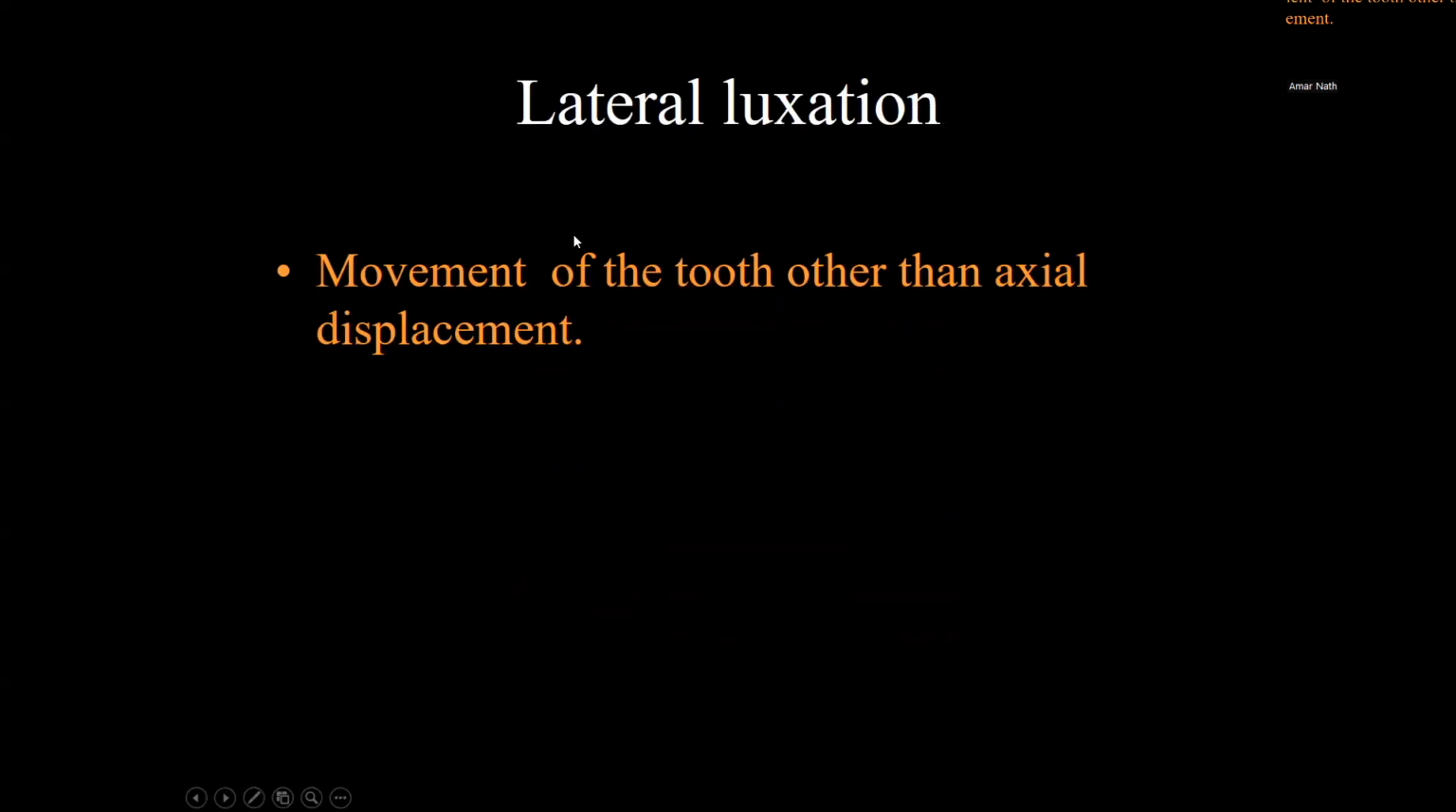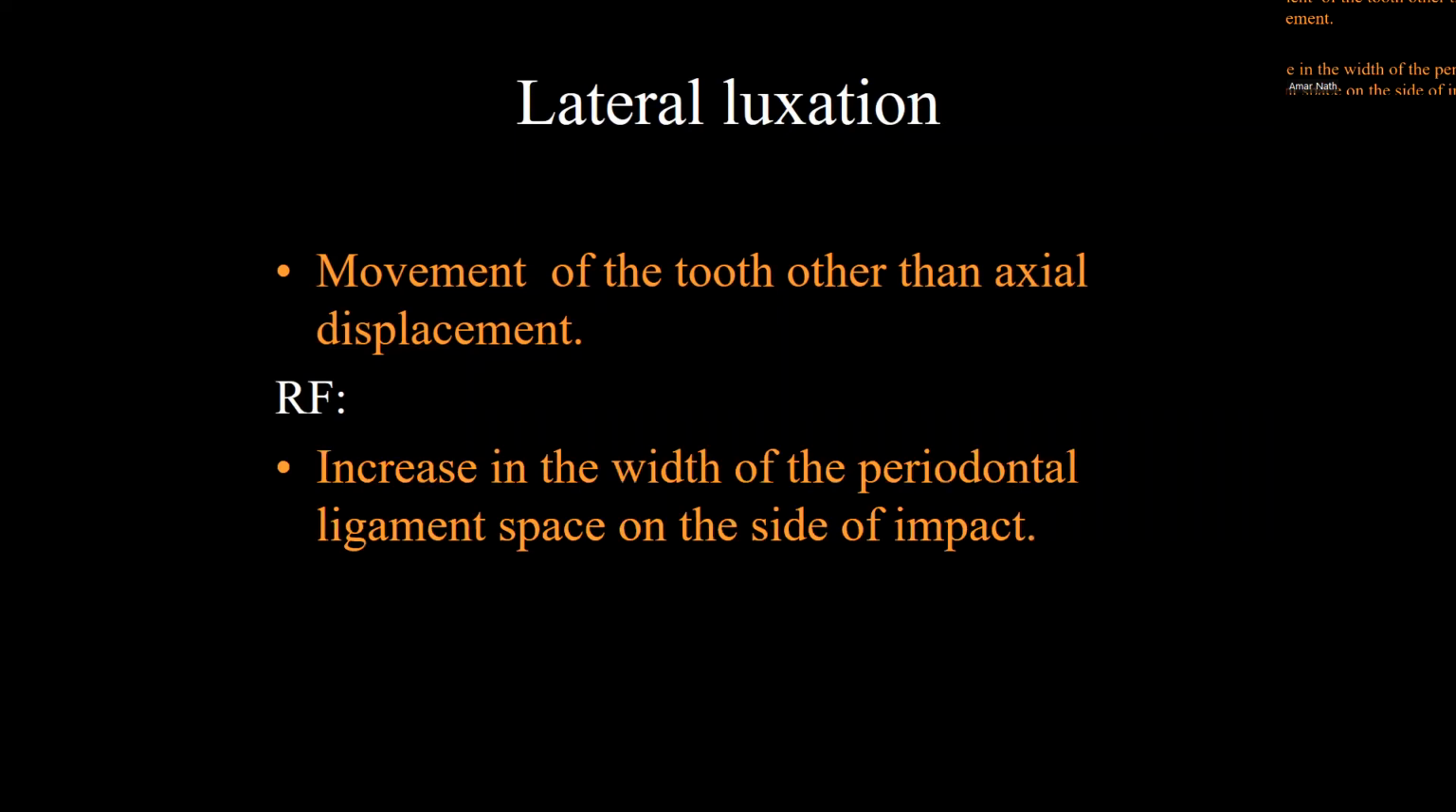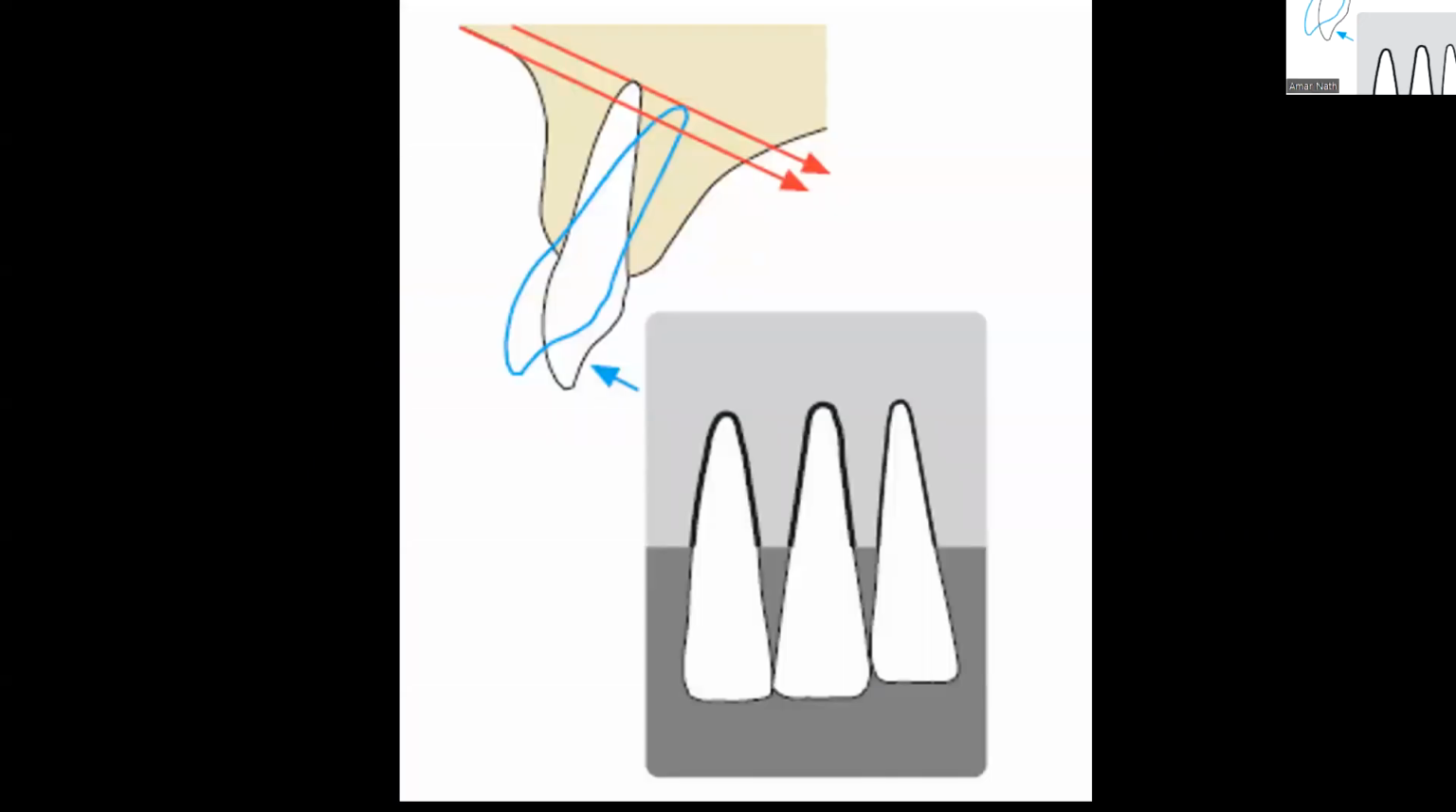Next is the lateral luxation. Movement of the tooth other than axial displacement. The radiological feature is an increase in the width of the periodontal ligament space on the side of the impact. So here the impact is from the palatal surface and the tooth moves towards the palatal surface. Wherever the trauma is coming from, the tooth moves towards that side. That is the lateral luxation.